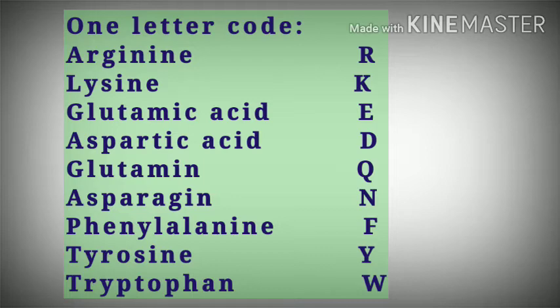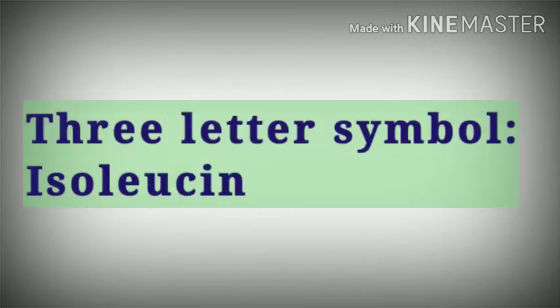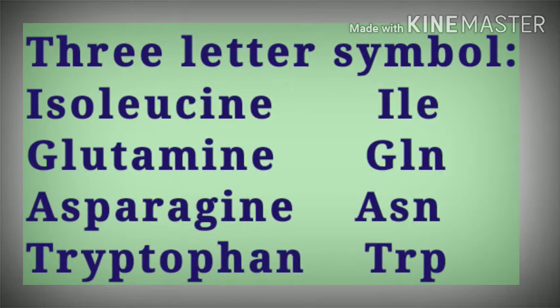finally W for tryptophan. Similarly, in case of the 3-letter symbol, we have ILE for isoleucine, I is for iso and LE for leucine, GLN for glutamine, ASN for asparagine, and finally TRP for tryptophan. In this way, learning only the exceptions might prove to be helpful for you.